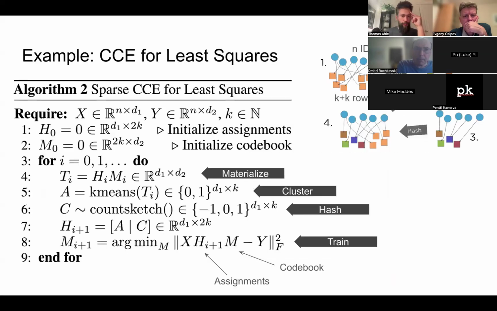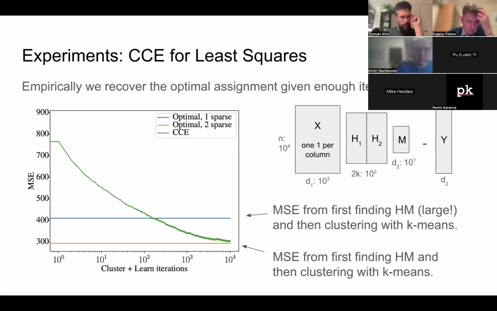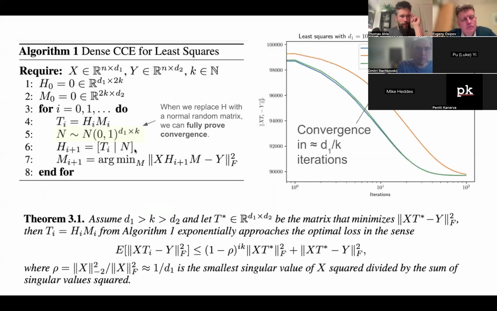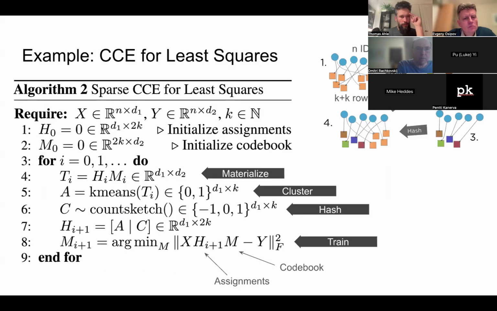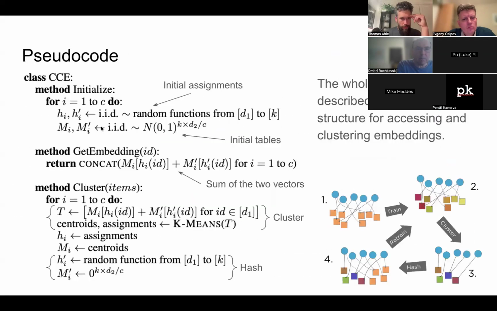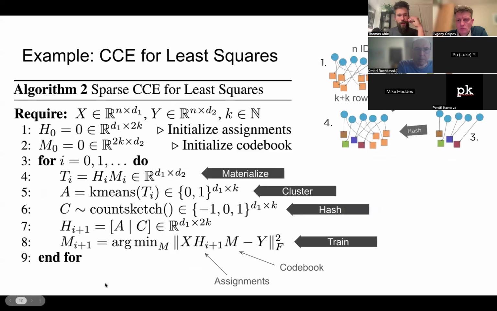Yeah, I think here, do we initialize it to zeros? Or maybe here. I think it just doesn't matter so much. When we do the theoretical algorithm here, we don't even need to initialize it, right? Because we just call this linear solver black box that gives us the right M given the assignments.